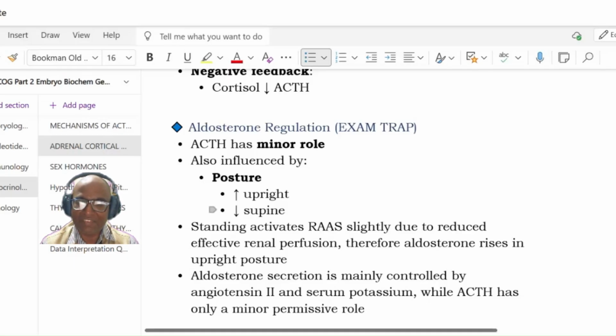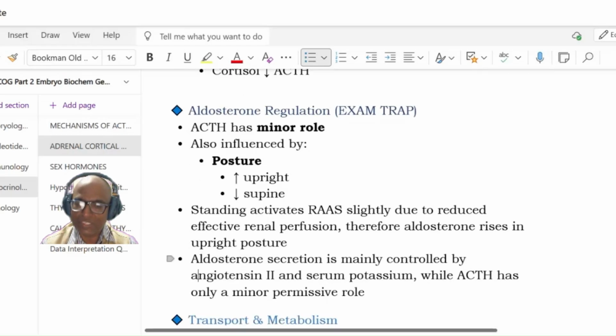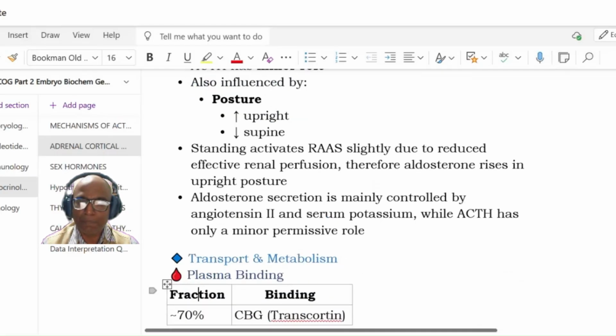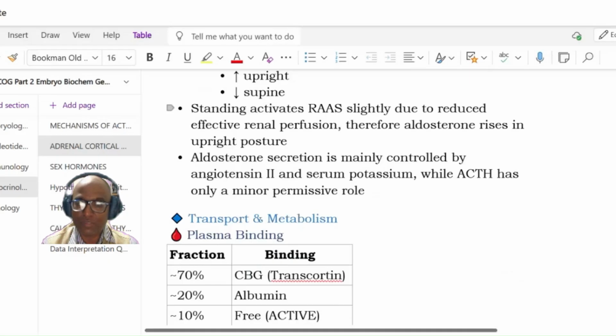So standing activates the renin-angiotensin-aldosterone system slightly due to reduced effective renal perfusion, and therefore aldosterone rises in the upright position. Okay, so aldosterone secretion is mainly controlled by angiotensin 2 and serum potassium level, while ACTH has only a minor permissive role.